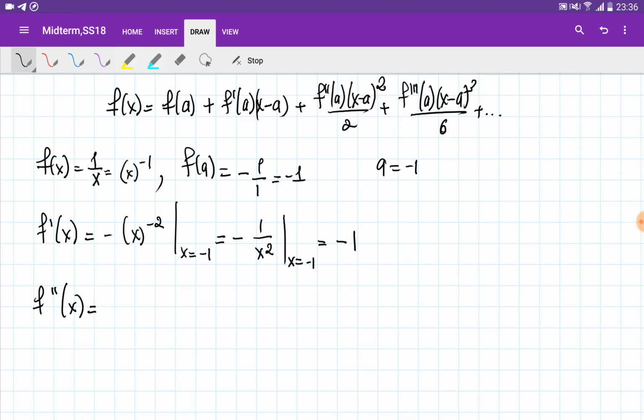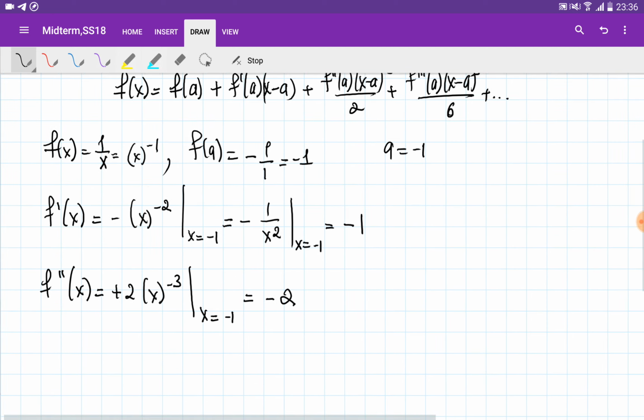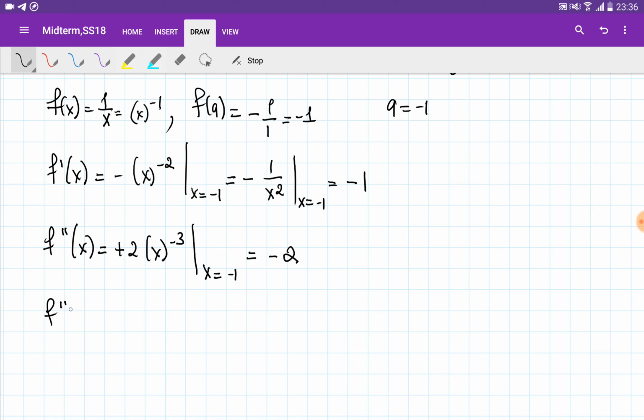So now let's find the second derivative of x. It is going to be plus 2 x to the power of minus 3. When we evaluate this when x is equal to minus 1, it's going to be minus 2. So now let's find the third term. It's going to be the derivative of this. It's going to be minus 6 x to the power of minus 4. When we evaluate this when x is equal to minus 1, it's going to be minus 6.